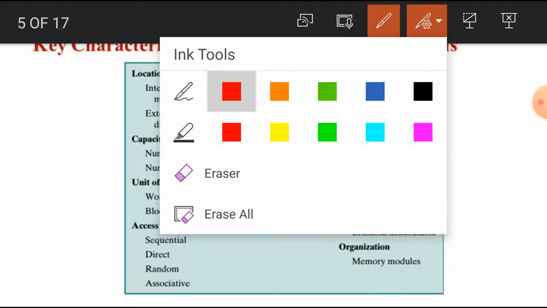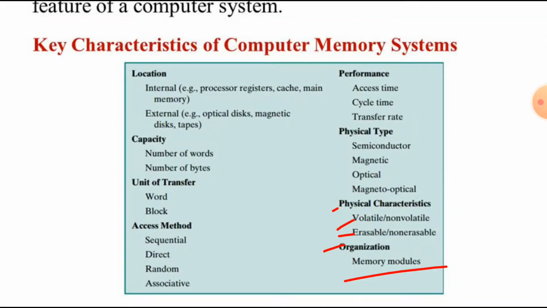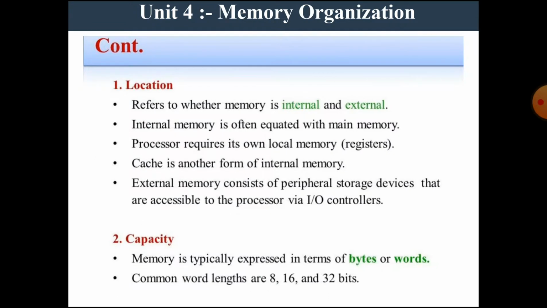The next one is physical characteristics. It has two types: volatile or non-volatile, erasable or non-erasable. And the last one is organization. It includes the memory modules. Let's see details of each parameter one by one.